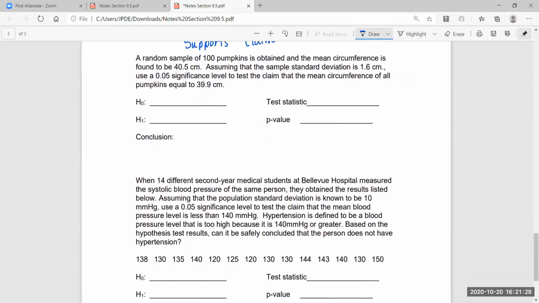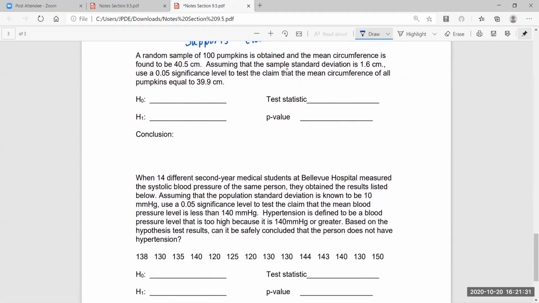Okay, next problem, kind of appropriate for Halloween. A random sample of 100 pumpkins is obtained, and the mean circumference, the measurement all the way around the pumpkin, is found to be 40.5 centimeters. Assuming that the sample standard deviation is 1.6 centimeters, use a 0.05 significance level to test the claim that the mean circumference of all pumpkins is equal to 39.9.